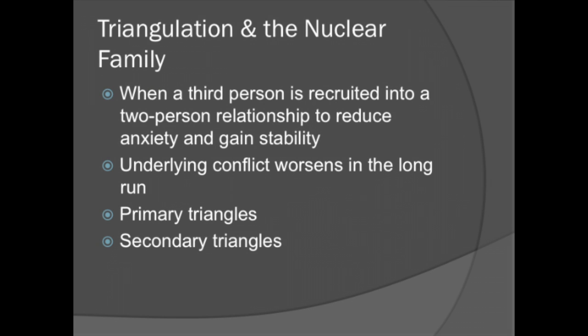The second two key concepts are triangulation and the nuclear family emotional system. Triangulation is when two people recruit a third person in the relationship to reduce anxiety and gain stability. Triangulation can decrease the emotional tension between the two people, but the underlying conflict is not addressed and worsens in the long run. This causes the conflict in the couple to evolve into a conflict within the nuclear family emotional system. Bowen believed that a triad was almost never functional.